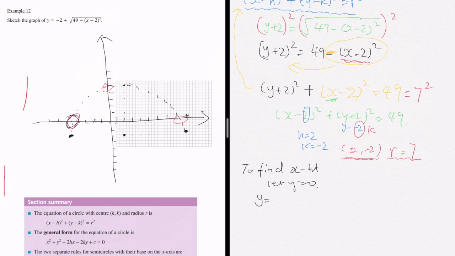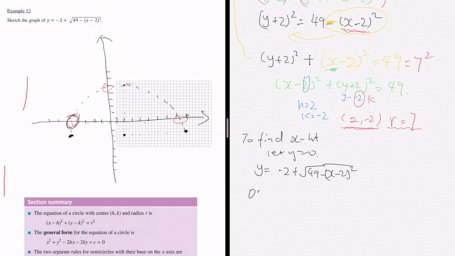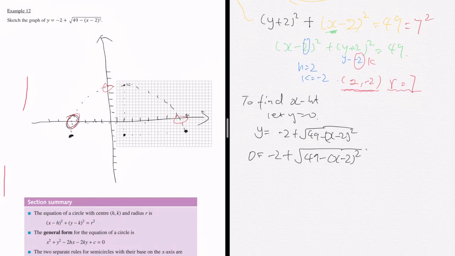So initially we have y equals -2 plus the square root of 49 minus (x minus 2) squared. Now that y equals 0, that will be 0 equals -2 plus the square root of 49 take away (x minus 2) squared. So now I put -2 to the other side, so it becomes +2 equals the square root of 49 minus (x minus 2) squared. And then cancel out the square root by using the square.